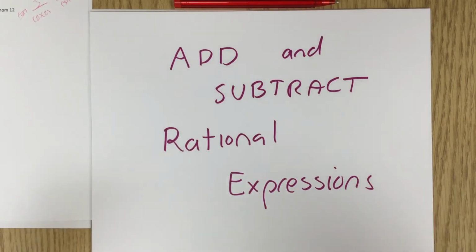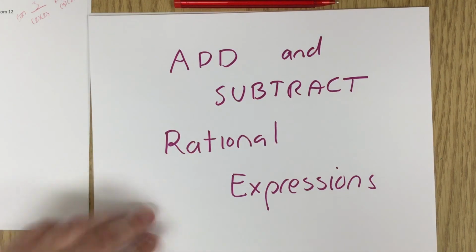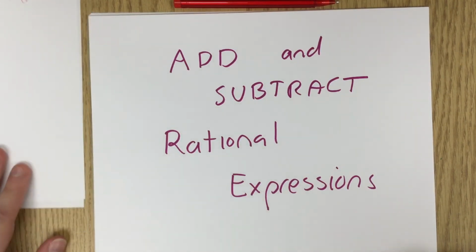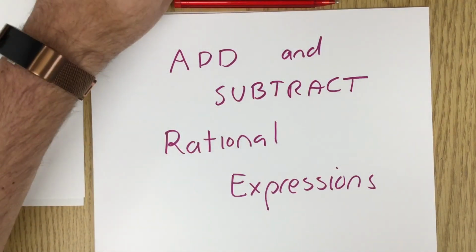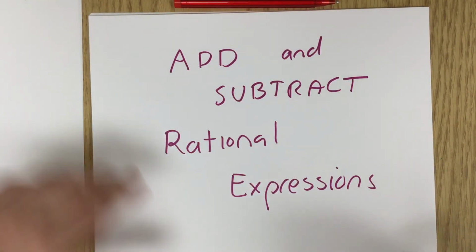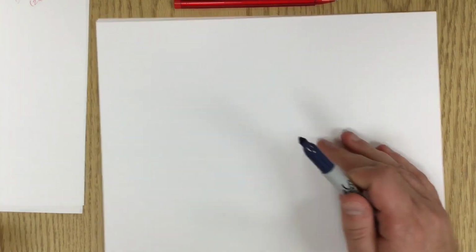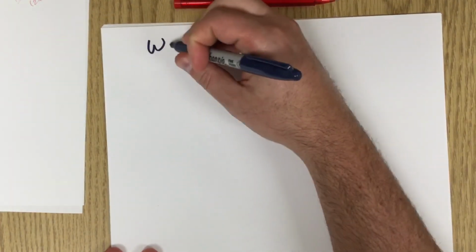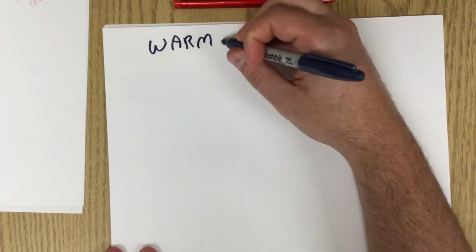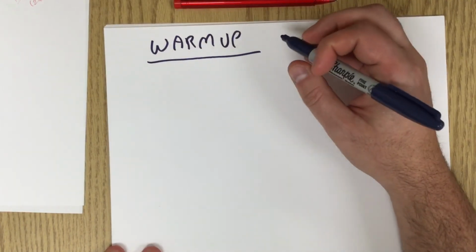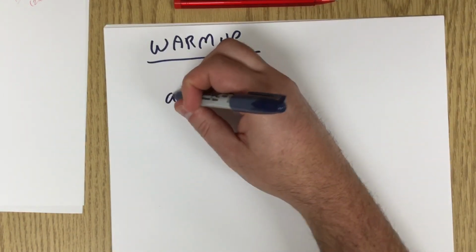Now we're going to discuss adding and subtracting rational expressions. And weirdly enough, adding and subtracting is actually harder than multiplying and dividing. Well, more challenging. More complex. That's the word I'm going to go with. We're going to have a warm-up first. And the warm-up is going to be, do we know how to add fractions?